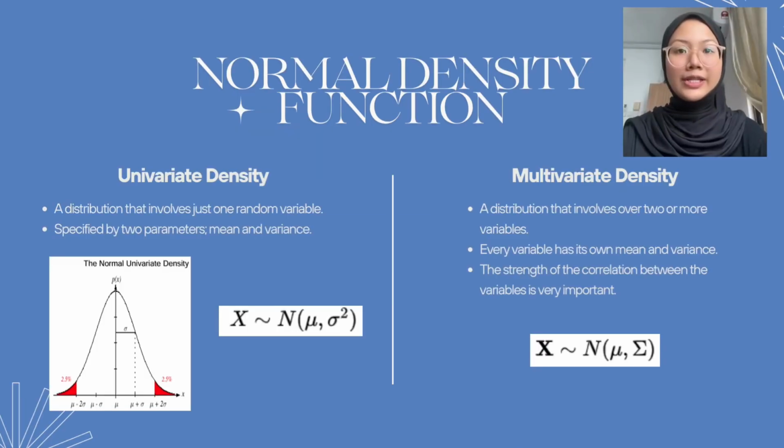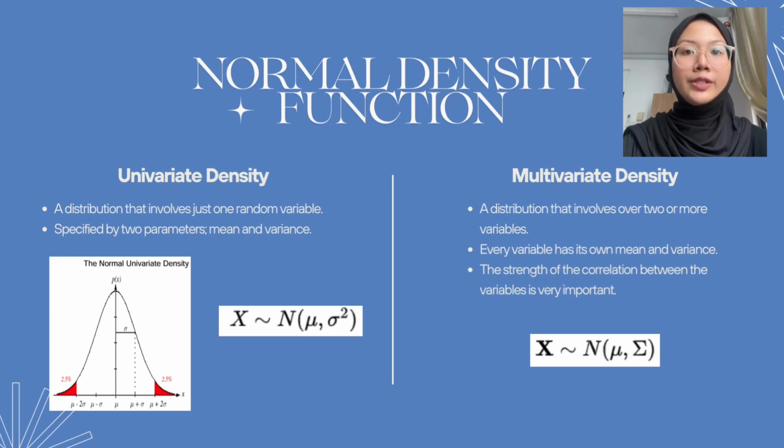Next, let's proceed to discuss the concept of normal density functions, where in this case, we have two types of normal density, which are univariate density and multivariate density. Let's focus on the univariate normal distribution on the left first. A univariate distribution involves just a single random variable, such as height, test scores, and measurement errors. The univariate density is completely defined by two parameters, which are the mean and the variance. The mean determines the center of the distribution, while the variance determines the spread of the data.